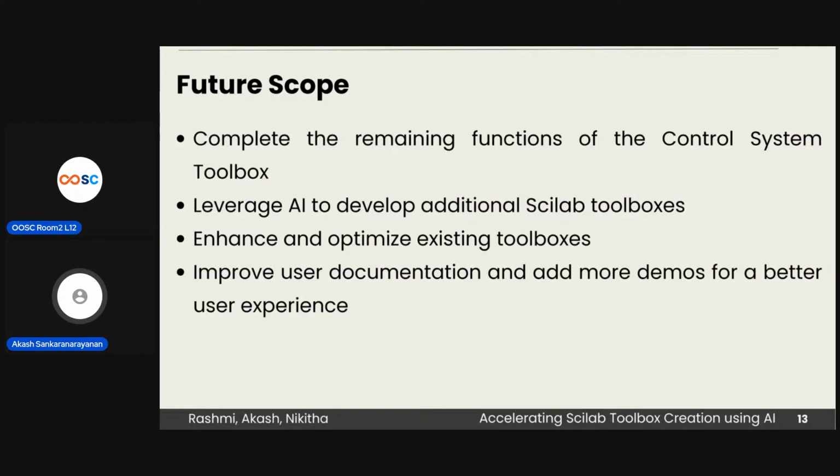So our future scope is to complete the remaining functions of the control system toolbox. We have completed only 50 functions. There are about 100 functions remaining. And to leverage AI to develop additional Scilab toolboxes, enhance and optimize existing toolboxes, improve user documentation, and add more demos for a better user experience.